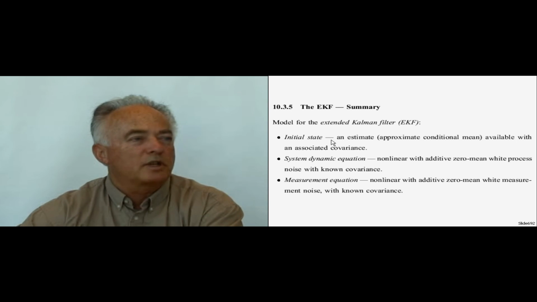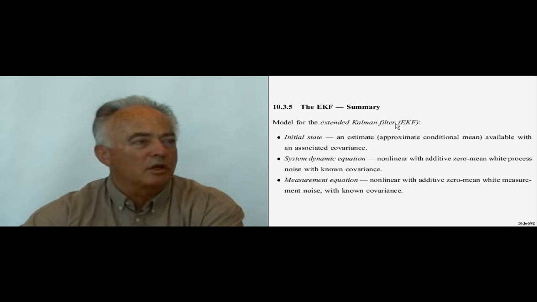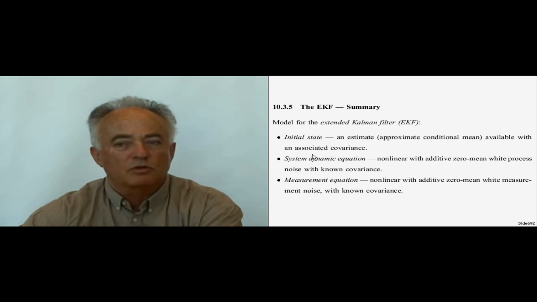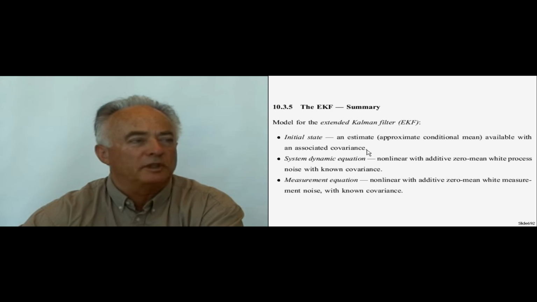So the model for the extended Kalman filter, we're going to summarize now, consists of the following. There's an initial state, which is an estimate, an approximate conditional mean, because the problem is nonlinear, which is available with an associated covariance. We showed you can compute it with a 2-point difference. One measurement gives you position, 2 consecutive measurements by differencing can give you velocity, but it might not be advisable to use that velocity estimate. You can replace it with an a priori estimate if that latter one has a substantially smaller variance.